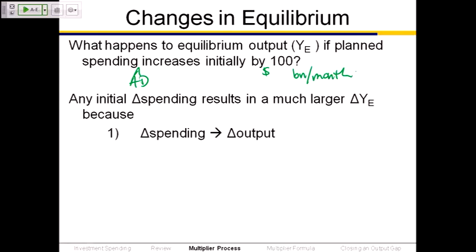So if there is, for instance, let's stick with investment. Suppose there is an increase of $100 billion per month in purchases of food trucks. That's the change in spending. Then $100 billion per month of food trucks need to be manufactured. That's the change in output. So when spending changes, the people are purchasing things, those things are the output.